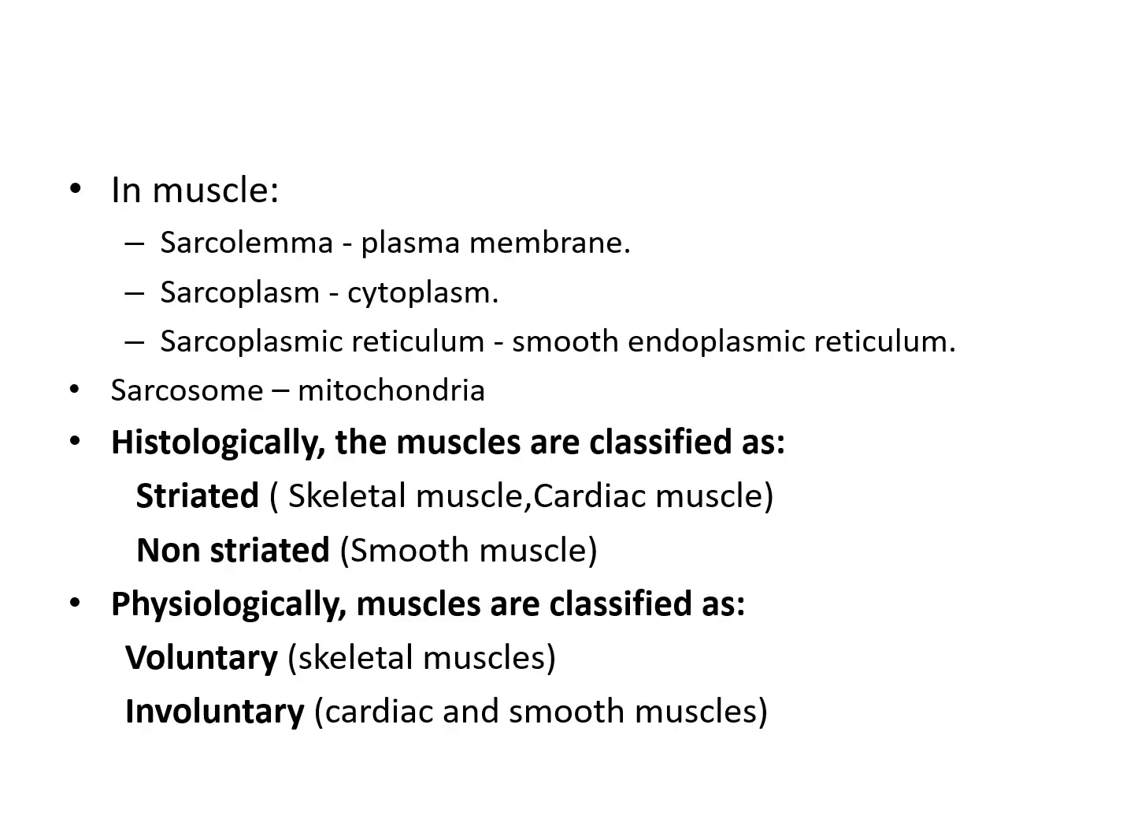Some terminologies related to the muscle are: plasma membrane of the muscle is known as sarcolemma. Cytoplasm of muscle is known as sarcoplasm, and the smooth endoplasmic reticulum present in the muscle is known as sarcoplasmic reticulum. Mitochondria are known as sarcosomes.